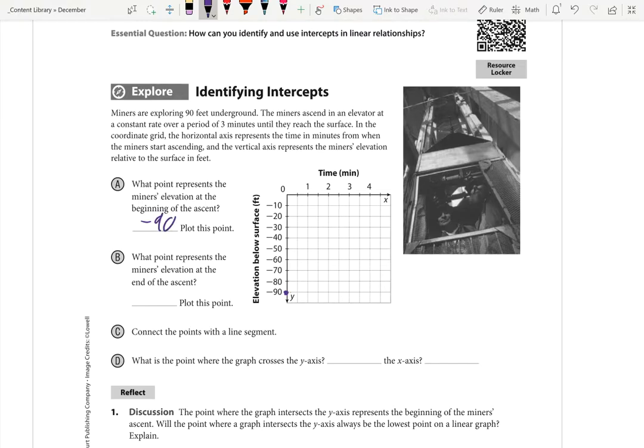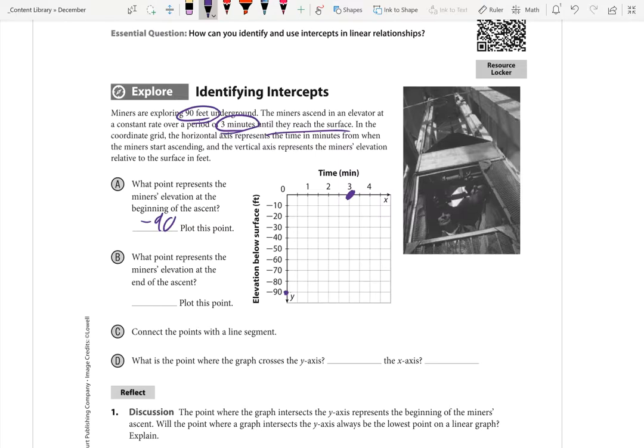What point represents the miner's elevation at the end of the ascent? So they're rising from that level over a period of 3 minutes. It takes them 3 minutes until they reach the surface. So at 3 minutes, they'll be at the surface, right? So there are your intercepts, right? The y-intercept is at the very beginning, time 0. The miners are 90 feet below the ground. But the x-intercept is at 3, meaning it's 3 minutes when the miners have reached the surface.